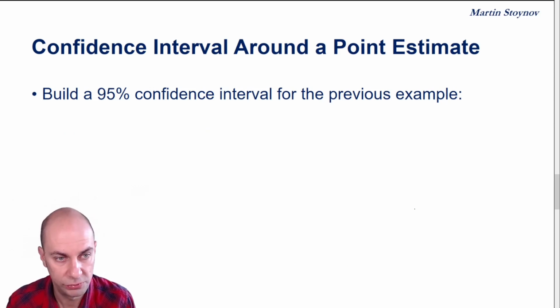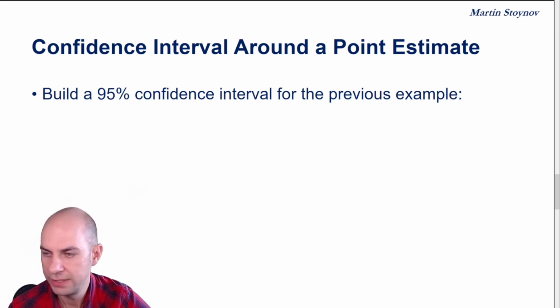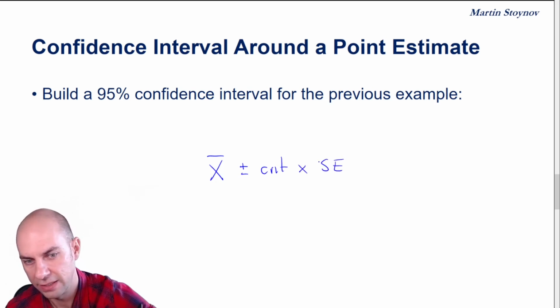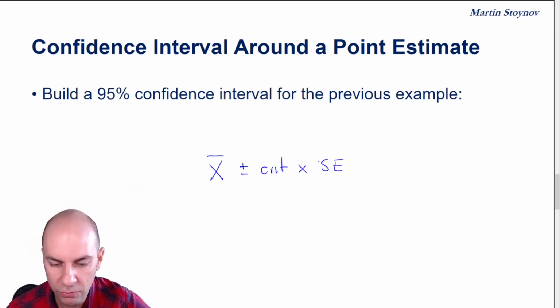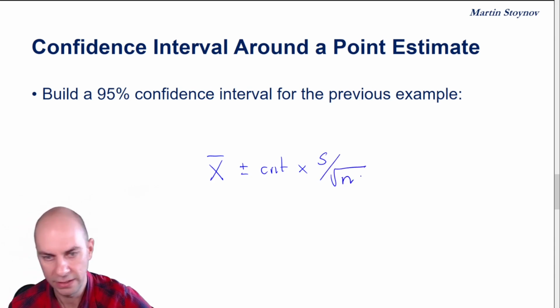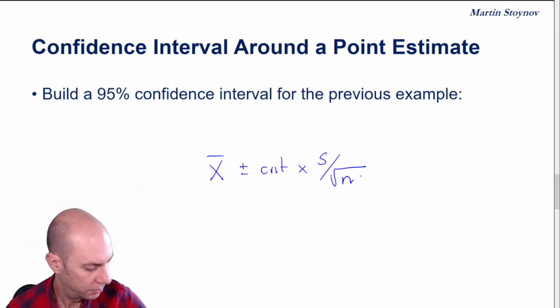But we can also build a confidence interval around the point estimate. The point estimate is the X bar, the sample mean. So in our case, we will take the sample mean plus or minus the critical value times the standard error. That is the formula. Of course, the standard error can also be written as the sample standard deviation divided by the square root of n. So we are just going to build a confidence interval around the sample mean.